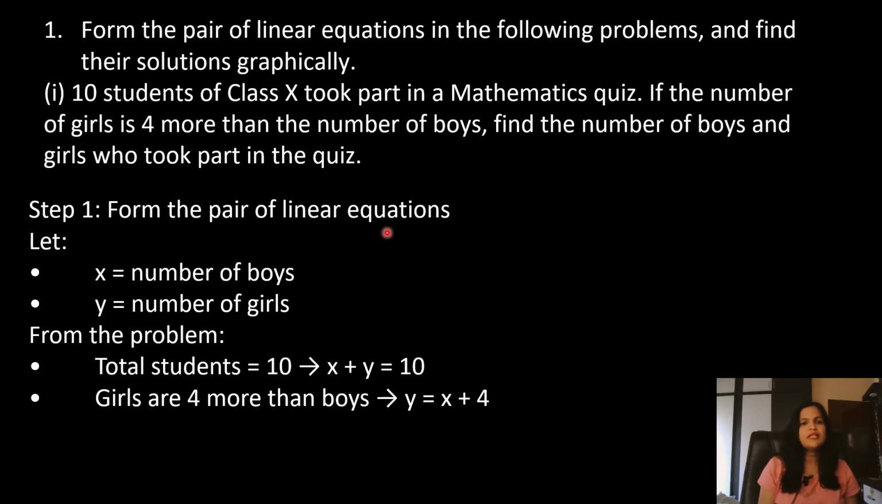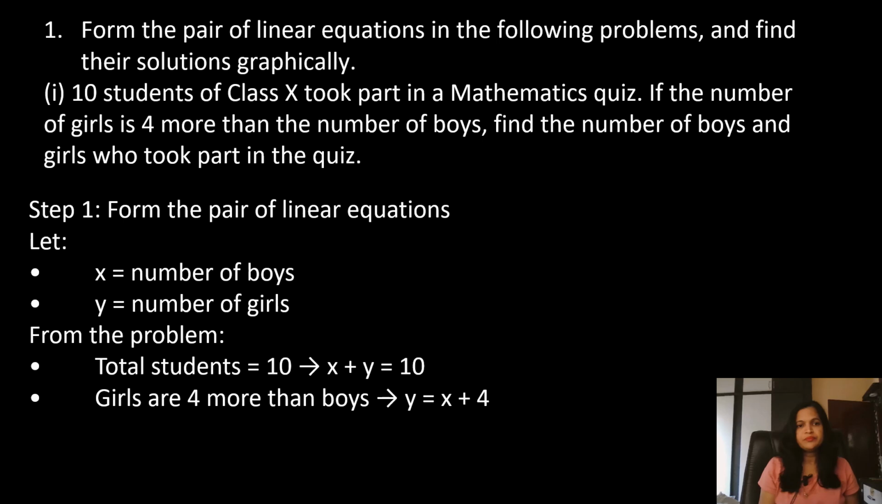So step 1, from the pair of linear equations, let us assume that x is equal to the number of boys and y equal to the number of girls. From the problem, the total number of students is 10. That means x plus y, number of boys plus number of girls, is 10. Second equation: girls are 4 more than boys. That's why y equal to x plus 4, that means number of boys plus 4. We got the two linear equations.